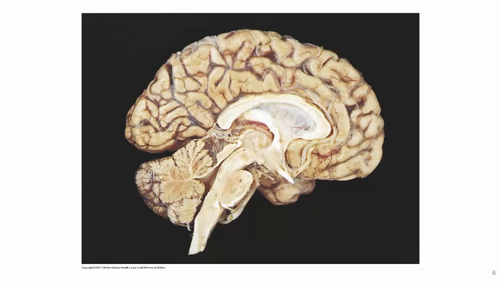Here's a sagittal section of the brain, a couple of structures that we can identify over here. All this is the corpus callosum that enables communication between the two hemispheres of the brain. Right in the center over here, that's the thalamus. That's the main relay center of the brain for sensory information especially.